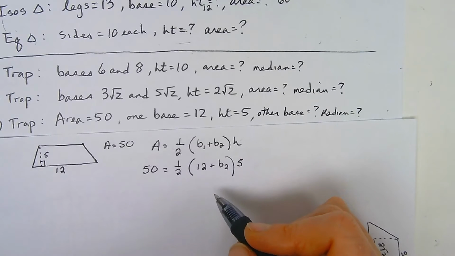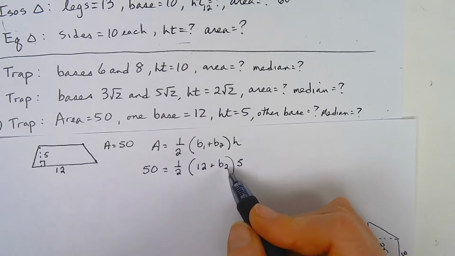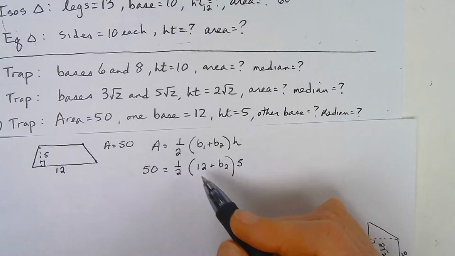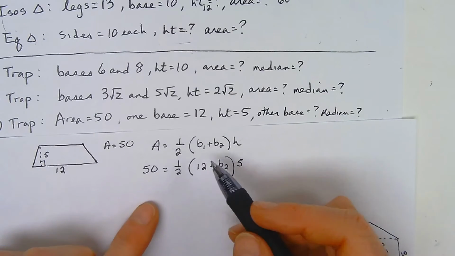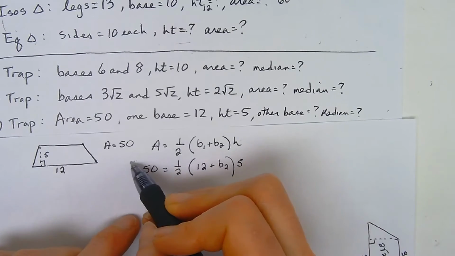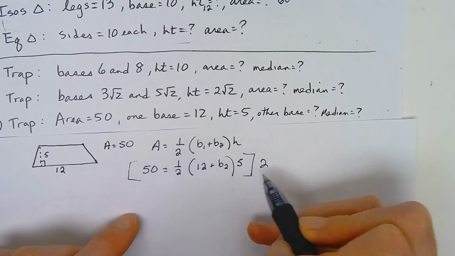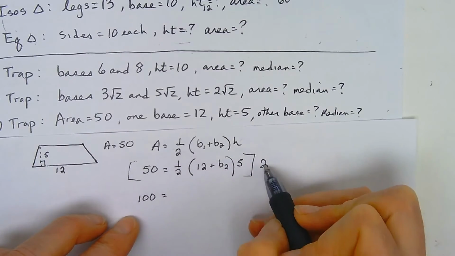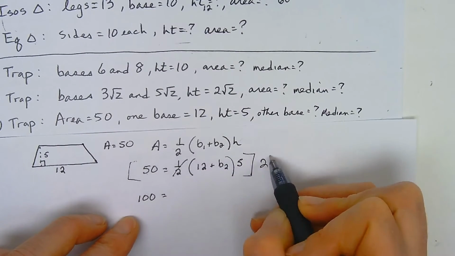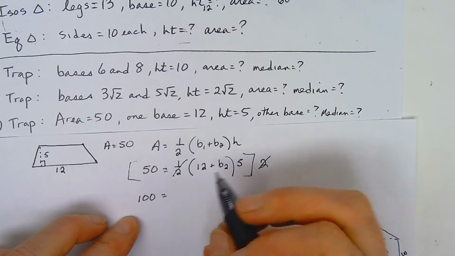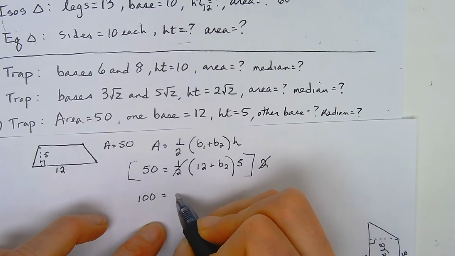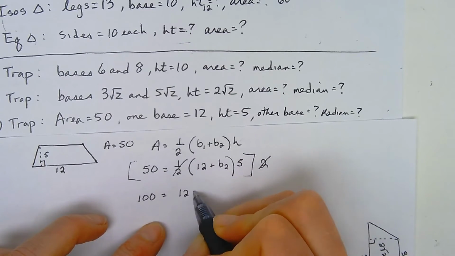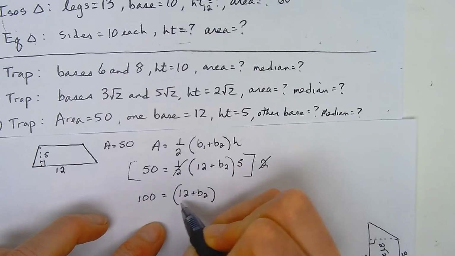Now, there's a lot of different ways we could go about getting B2's solution. What I like to do is clear this half out. So I multiply everything by 2, which means this becomes 100. And then 2 times 1/2, those cancel out, and we're done. So we get 100 on this side equals 12 plus B2 times 5.